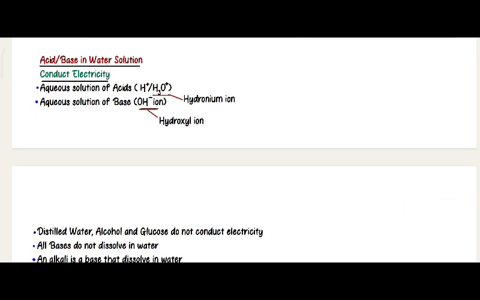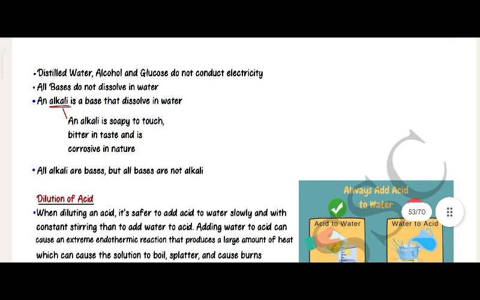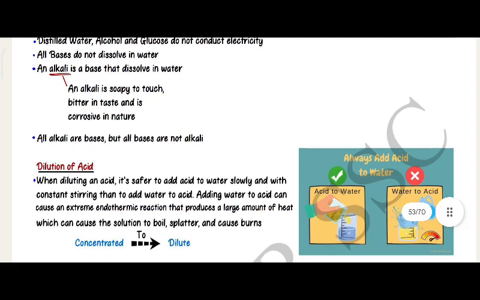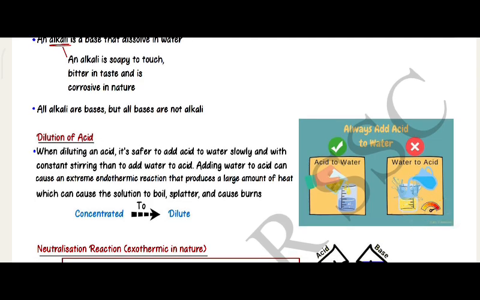Acid or base in water solution conducts electricity. Aqueous solution of acids contains H plus or H3O plus ions. Aqueous solution of base contains OH minus ions, hydroxyl ions. Distilled water, alcohol and glucose do not conduct electricity. All bases do not dissolve in water. An alkali is a base that dissolves in water. An alkali is soapy to touch, bitter in taste, and corrosive in nature. All alkalis are bases, but all bases are not alkalis.